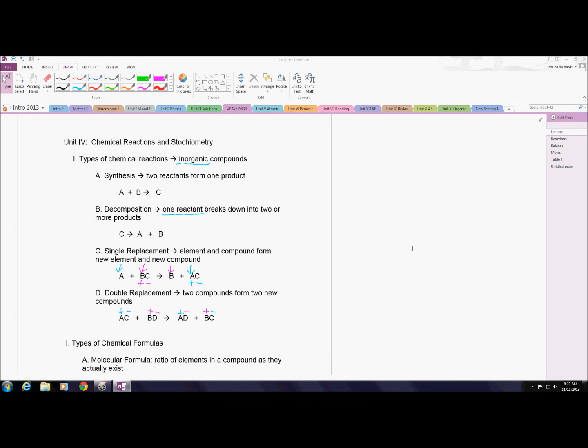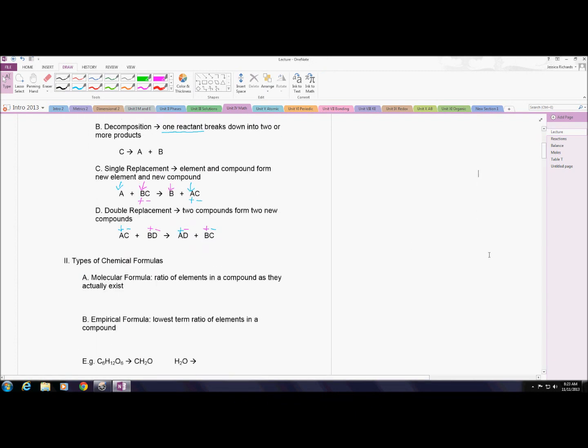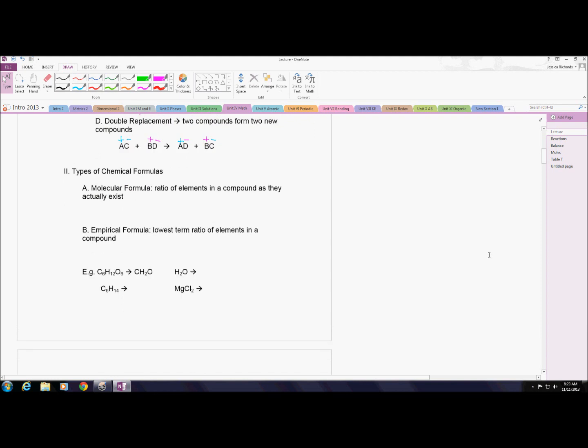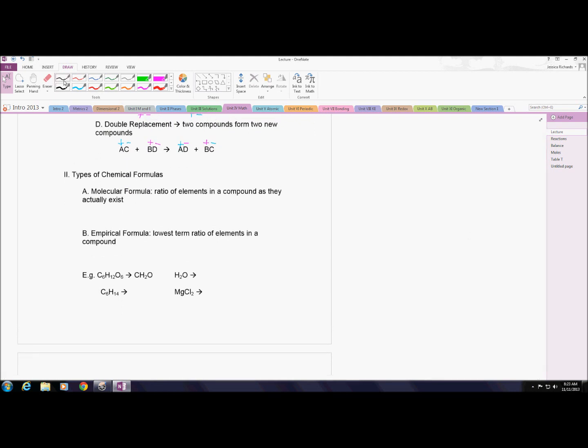Along with types of reactions, we're going to have different classifications for the formulas themselves. So there's 2 big classifications that you need to know. Molecular formulas versus empirical formulas. So molecular formulas are how these things actually exist. So when you have water, water is H2O. It is 2 pieces of hydrogen to 1 piece of oxygen. Or sodium chloride is NaCl. 1 piece of sodium to 1 piece of chlorine.